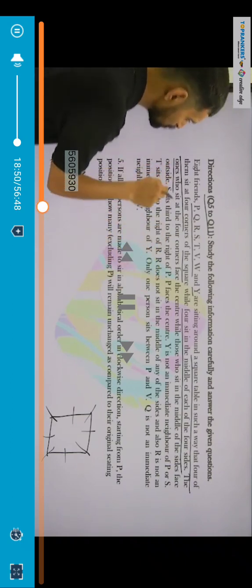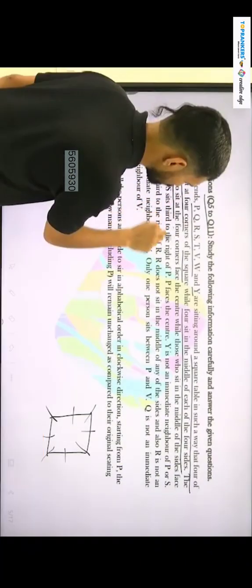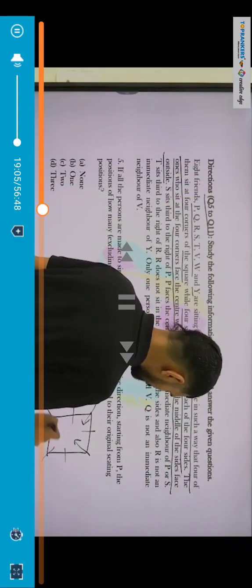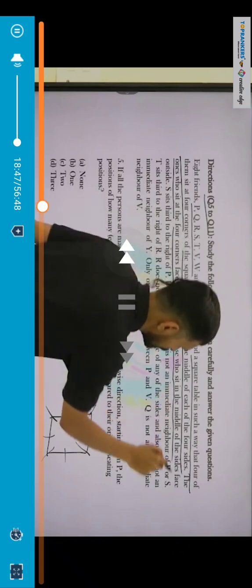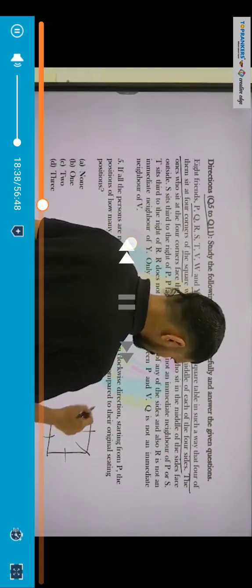The ones who sit at the 4 corners face the center, while those who sit in the middle of the sides face outside. Sorry, what trouble is this? So the ones who sit at the corners face inside.